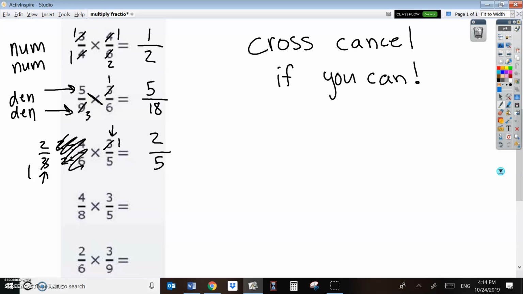Simplify 4/8 to 1/2. Multiply straight across and you get 3. 2 times 5 is 10. Done. Simplify the 2 and the 6 to 1/3. Simplify the 3 and the 9 to 1/3. Multiply straight across and you get 1/9.